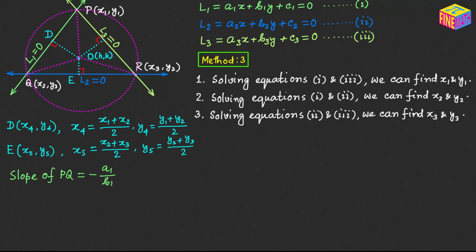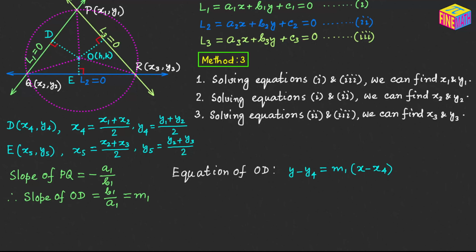So then what would be the slope of OD? Well, OD is perpendicular to PQ. So OD's slope would be negative 1 over the slope of PQ. So it will be b sub 1 over a sub 1, and let's call that m sub 1. Now if you think about the line OD, we know its slope and also we know the coordinates of point D. So using the point slope form of the equation of a straight line, we can say that the equation of OD will be something like this.